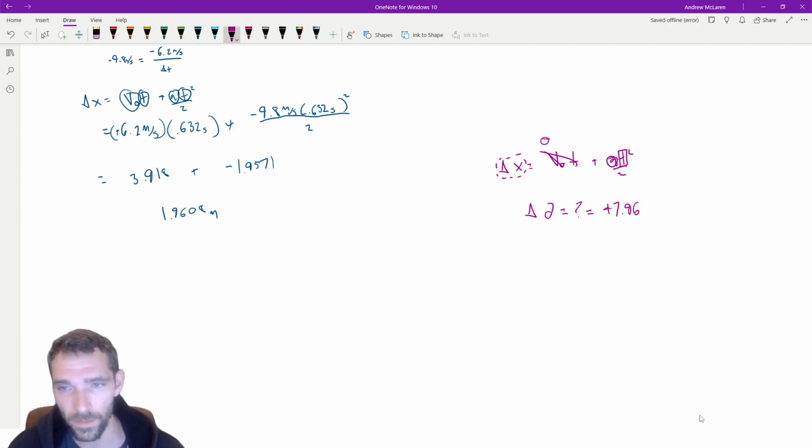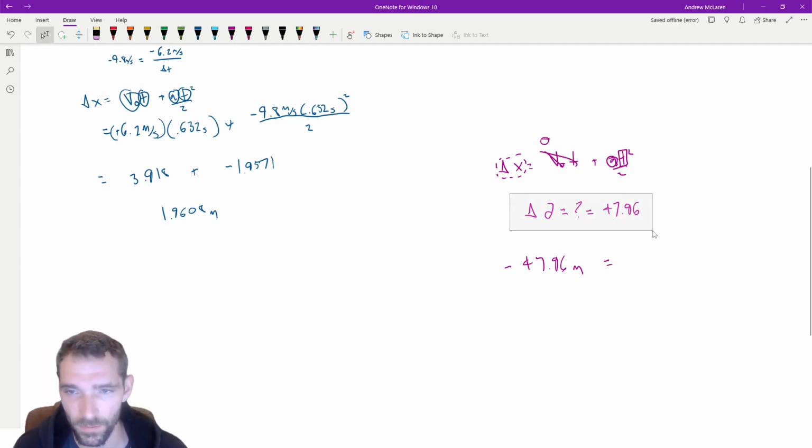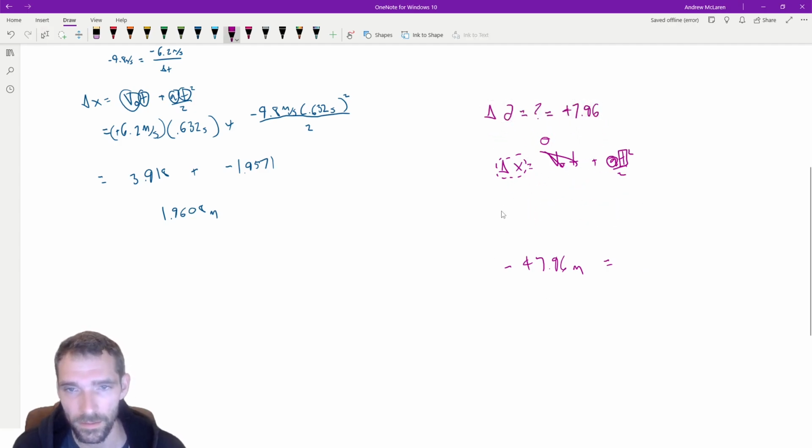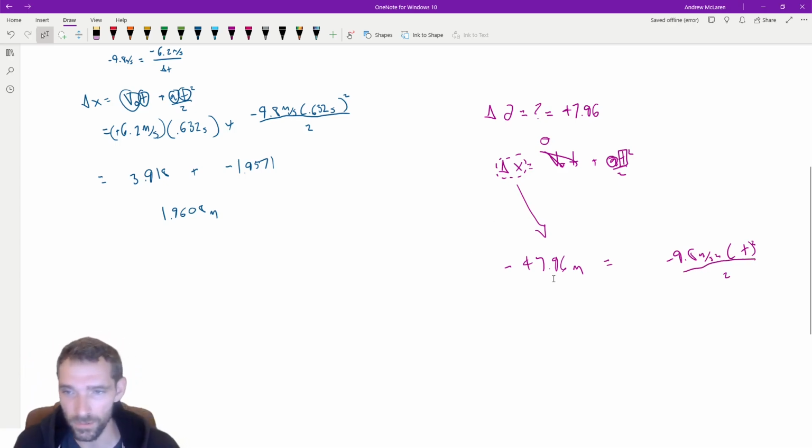So now we have that 47.96 meters, and it is falling that distance. So that's a negative change in x. So we've got that is this number right here. And then we've got our acceleration, or the negative 9.8 meters per second squared, times some unknown amount of time, all over 2. So we do a little bit of math here.